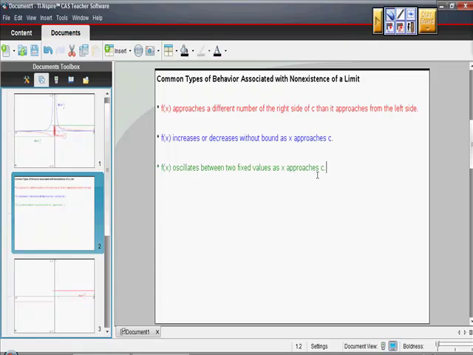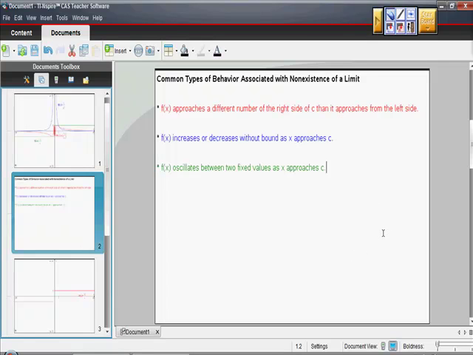One, in red here, as f of x approaches a different number from the right side than it does from the left side. That is, it's moving towards a height. As you move from the right towards the left, you're approaching one height, but if you're moving from the left towards the right, towards the same x value, you're approaching a different height value, and I'm going to show you a good example of that in a second.